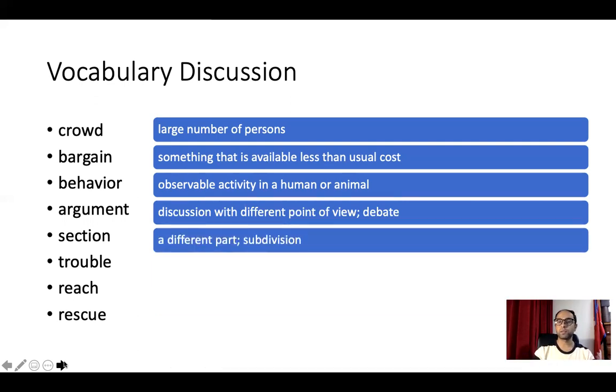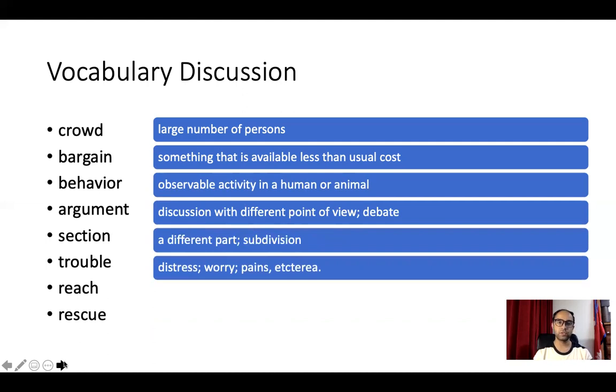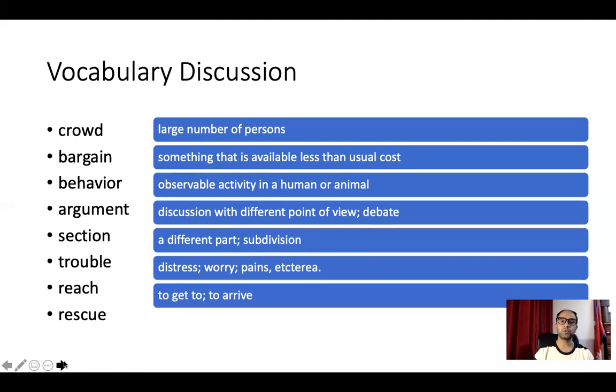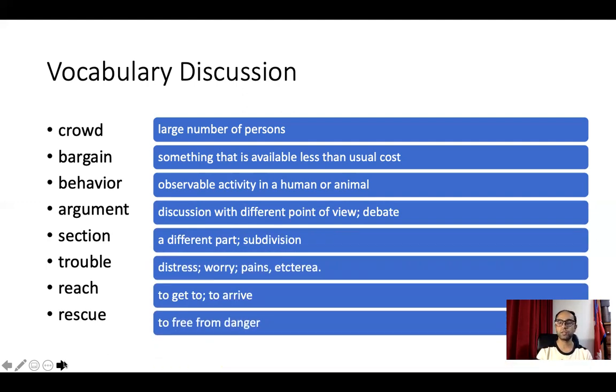Section is a different part, subdivision. Especially if you go to a store, they have different sections in a store. Trouble, that's a problem. Okay, distress, worry, pains, problems, so many problems, troubles. Next is reach. Reach is to get to, arrive. Okay, what time do you reach home? Last one, rescue is to free somebody from danger. Okay, rescue, to save life.